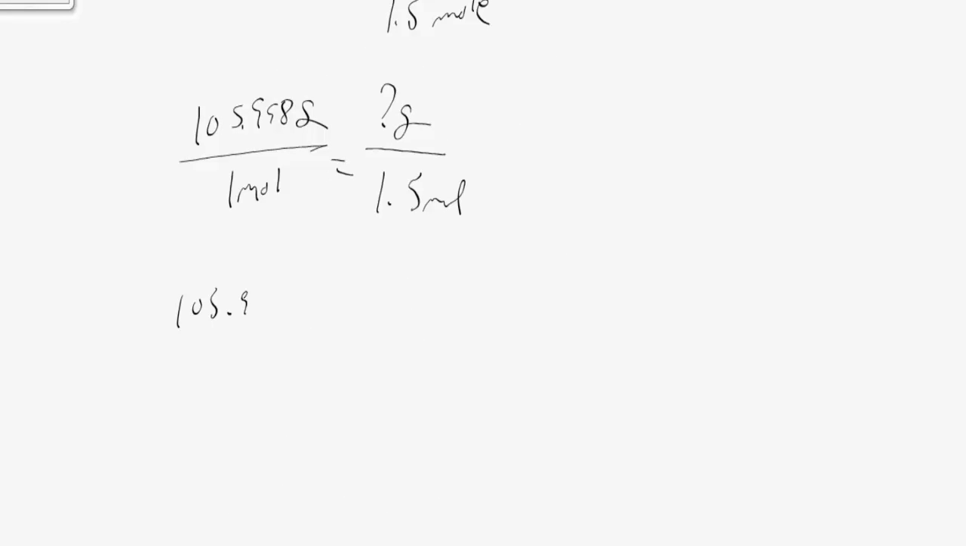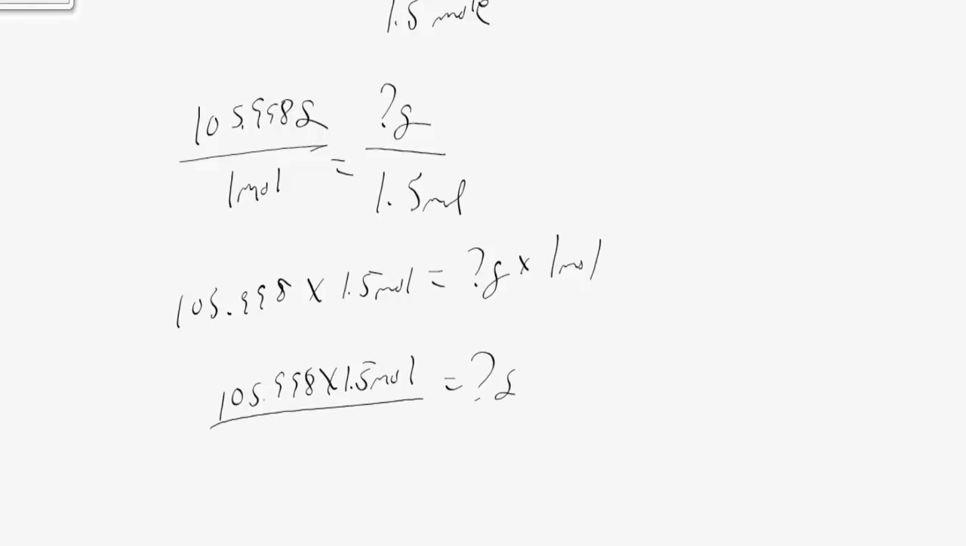So 105.998 times 1.5 moles is equal to our unknown grams times 1 mole, right? So basically dividing both sides to get rid of that mole on the right side. Right, then the moles cancel out, we're dividing by 1, and so we basically become 105.998 times 1.5 equals the number of grams, our unknown number, which comes out to be 158.982 grams. Right, is our one half.